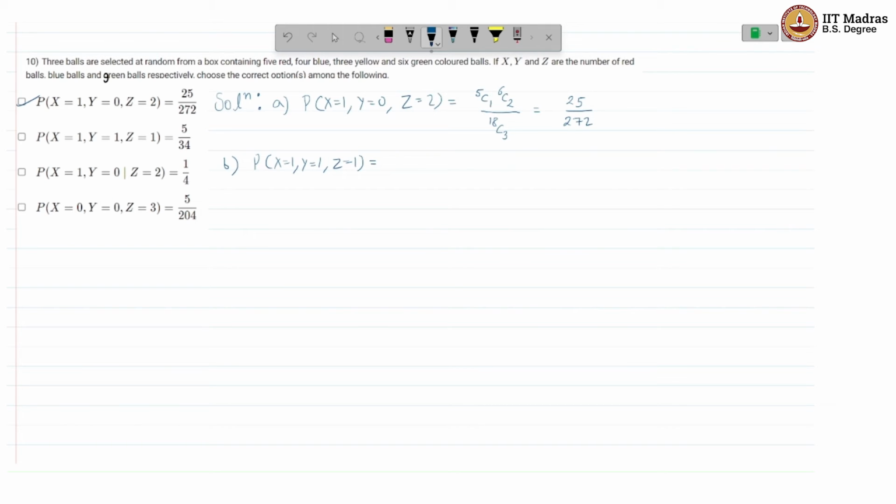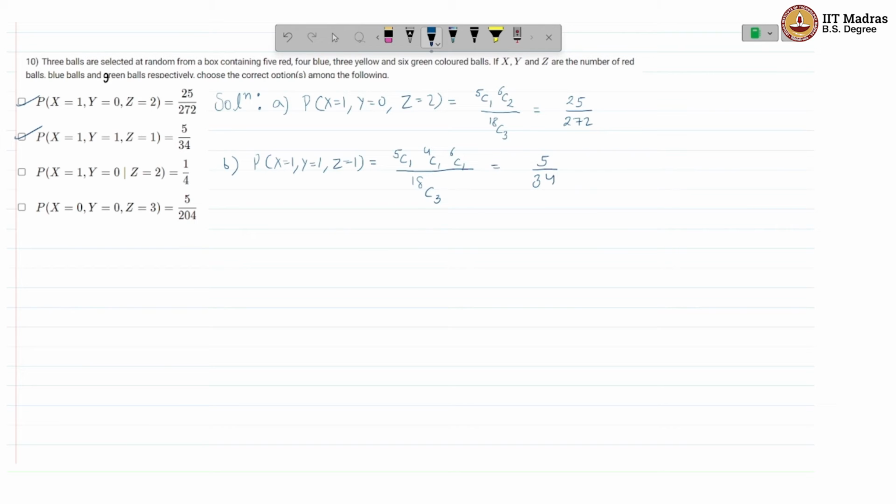So here, this will be equal to 5C1 for selecting one red ball, 4C1 for selecting one blue ball out of 4 balls, and 6C1 for selecting one green ball, divided by 18C3 for selecting 3 balls out of all 18 balls. So on simplification, we get 5 by 34. So option B is also correct.